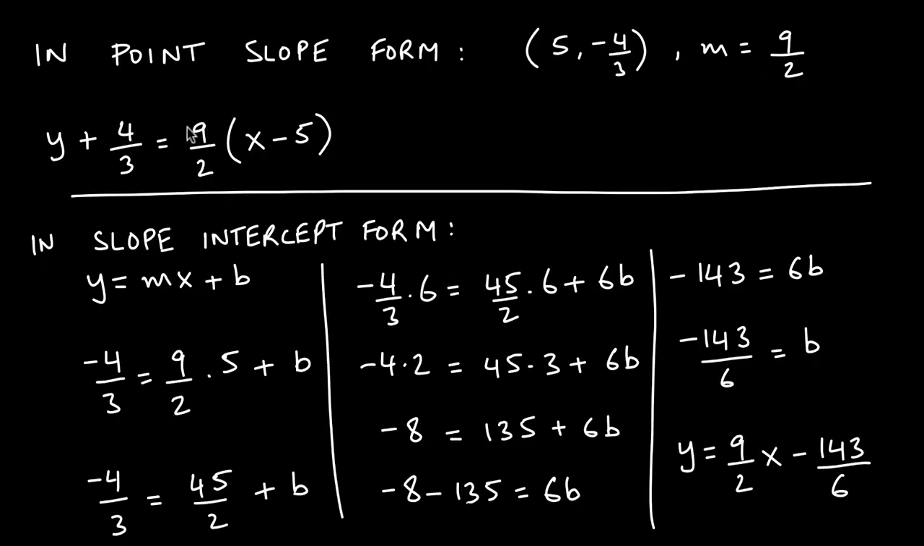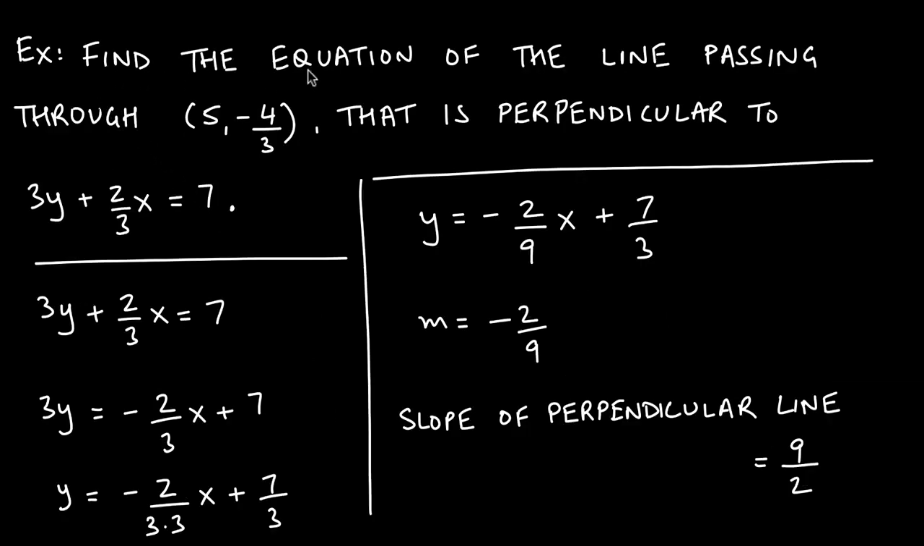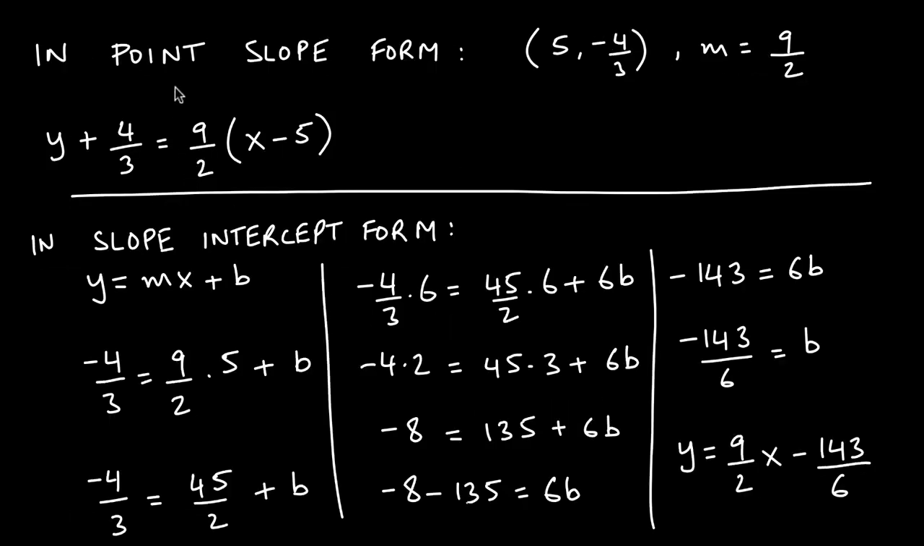Now, notice that I never told you what form I wanted the answer in. So here I simply said find the equation of the line passing through this point that is perpendicular to this line. Now in the homework packet or in the daily prep, I did specify which form I wanted the answers in. But here, since I didn't tell you, I essentially answered the question in all three forms, just as a review or as a reminder of how we had done these questions in the past. So basically, this question really boils down to the fact that we have a given point, 5, negative 4 over 3, and we're given a slope, 9 over 2.